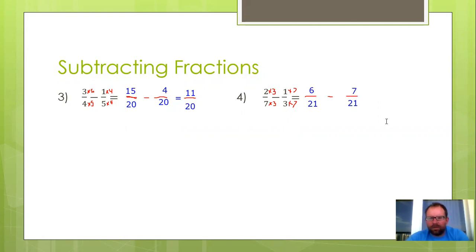All right, well, what happens here? Now we're subtracting 6 minus 7. Well, our answer is going to be a negative. Because 6 minus 7 is just what? Negative 1. So our answer will be negative 1/21st. And that's it. We did it.